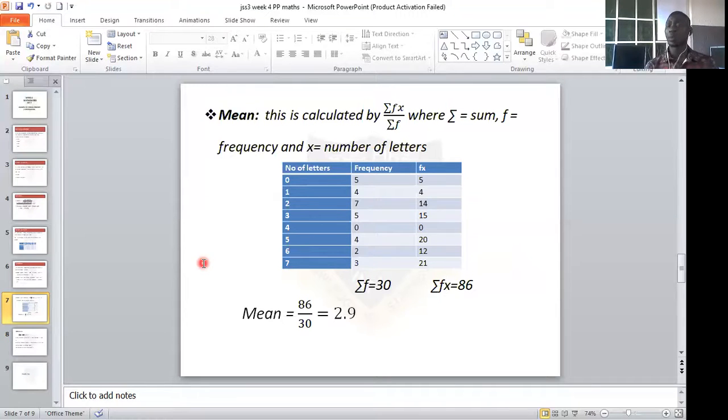So remember, your mean is the sum of all the values divided by the number of values given. Your median is the number falling in the middle, and it's given as summation f plus 1 over 2. Your mode is the number that appears most or has the highest frequency, in case you are dealing with a frequency table, while the range is the difference between the highest value and the lowest value. This is all we have about measures of central tendency.